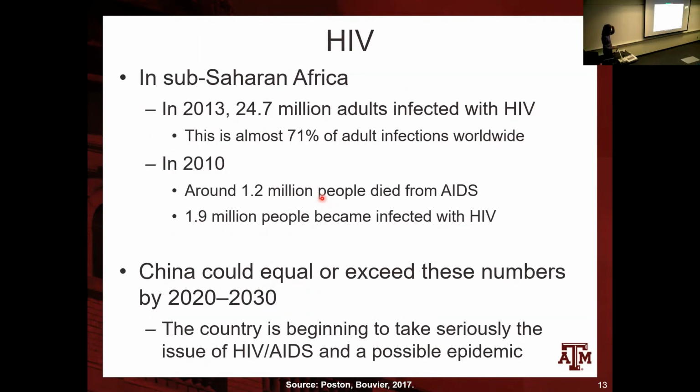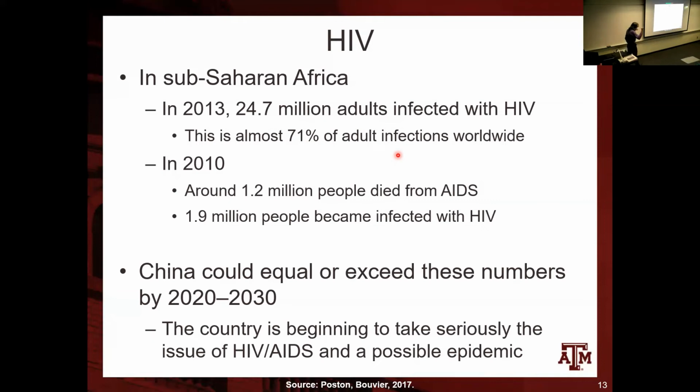In sub-Saharan Africa, Poston tries to compare the level of HIV there, where we have the highest levels of HIV, to China, using some projections he has done for China. In 2013, in sub-Saharan Africa, 24.7 million adults were infected with HIV. This is almost 71% of adult infections in the world.